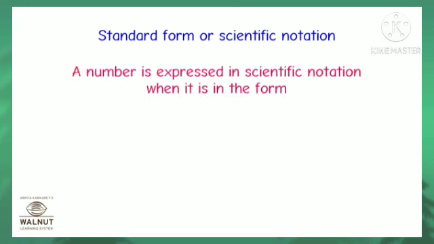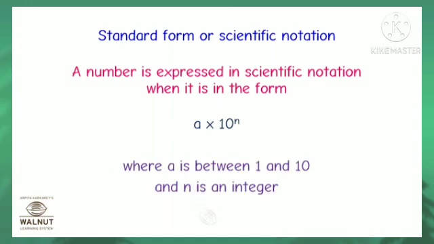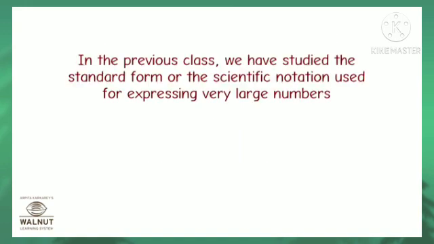A number is expressed in scientific notation when it is in the form a into 10 raised to n, where a is between 1 and 10 and n is an integer. In the previous class, we have studied the standard form or scientific notation used for expressing very large numbers. Let's try some examples.